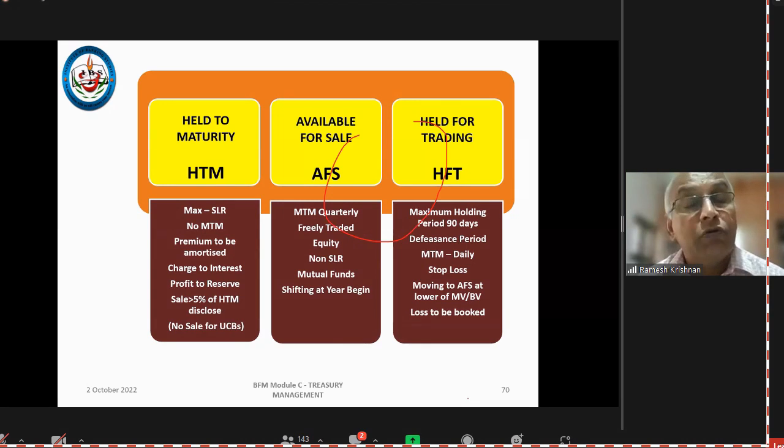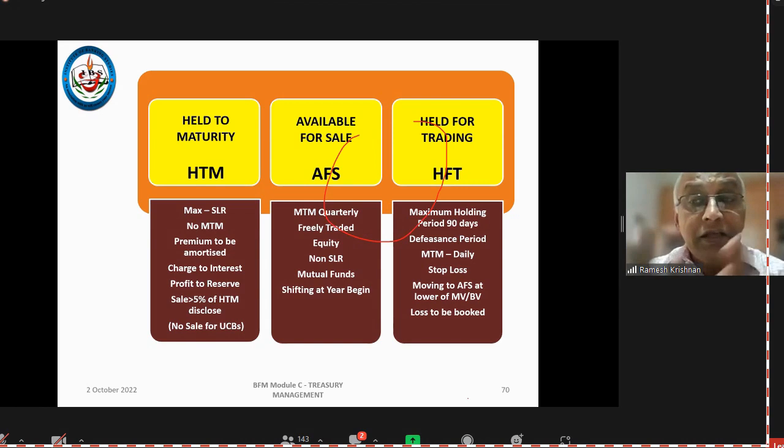The dealer will write out a deal slip. There he has to categorize in which category he is buying, and then immediately the back office has to account it in the same category. So that is the discipline about categorization in HTM, AFS, and HFT. Now, what are the differences when we categorize in these three verticals or these three categories?